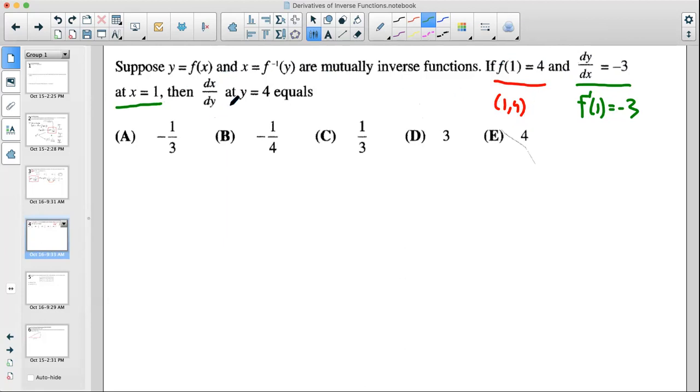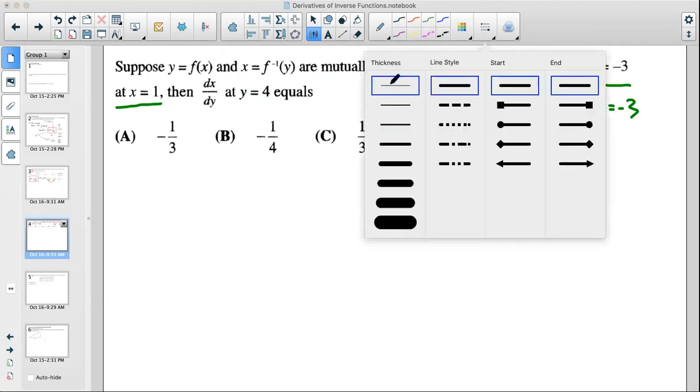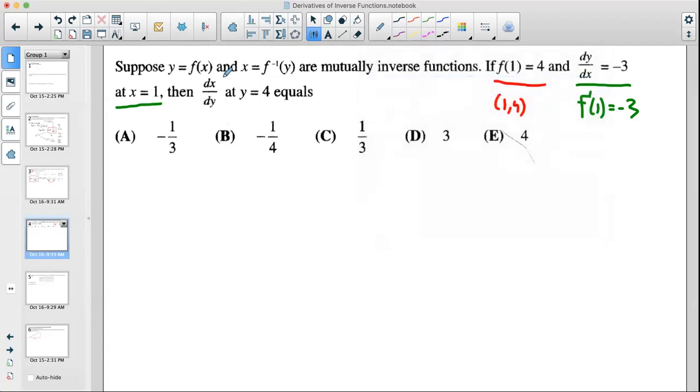And then this dx/dy at y equals 4. This is like asking you this, and this is the part that I think is more confusing. This part right here is what the question is asking. It's saying dx/dy is the derivative of the inverse. X is the inverse function. So the derivative of the inverse, f inverse prime, they want to know what this is.